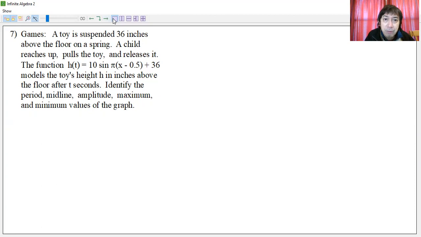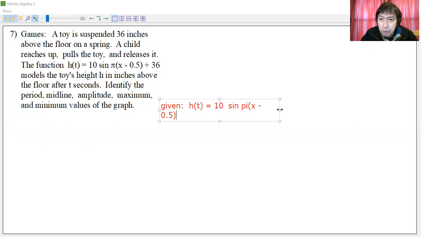Okay, so let us start with the given first. We have h of t, and this is equal to 10 times sine pi. Instead of the Greek letter pi, I'll just write the word pi. And this will now be x minus 0.5, and let's elongate that so it will continue to the right. That's x minus 0.5 plus 36. Okay, this time it's complete.